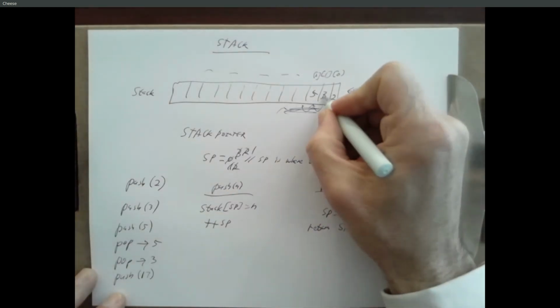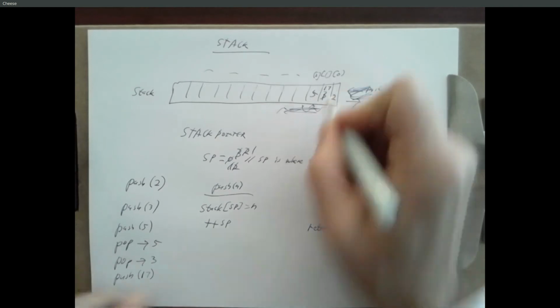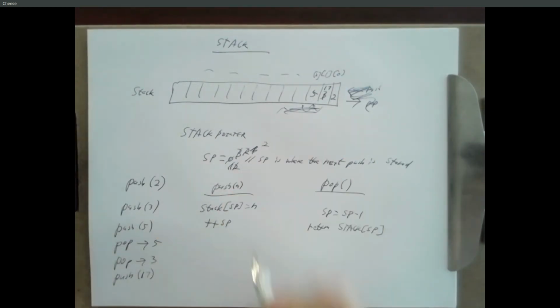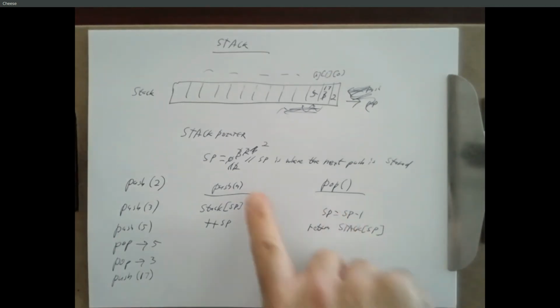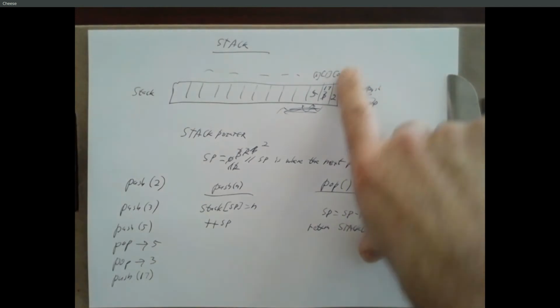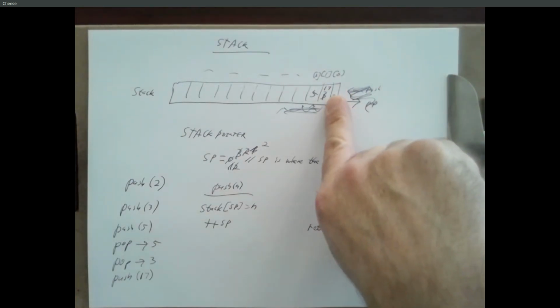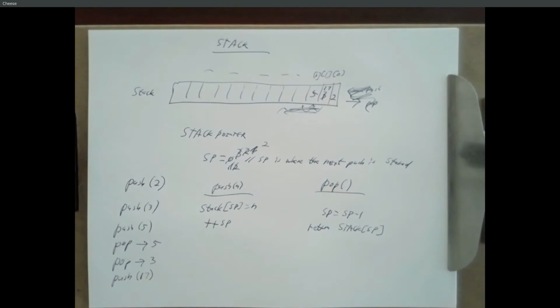We're going to store our 17 right here. And then we're going to increment the stack pointer. So now if I said pop, stack pointer is 2. It's going to subtract 1, makes it 1. It's going to return element 1. That's 17. So the last thing you push on is always the first thing that you pop off.